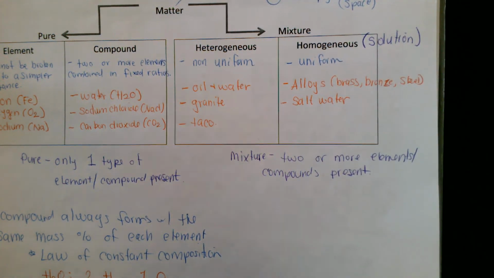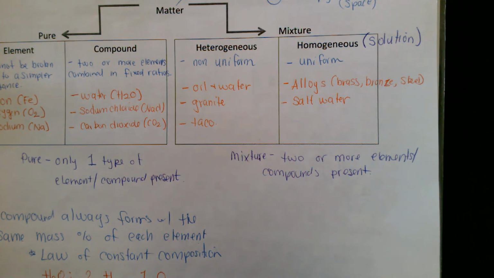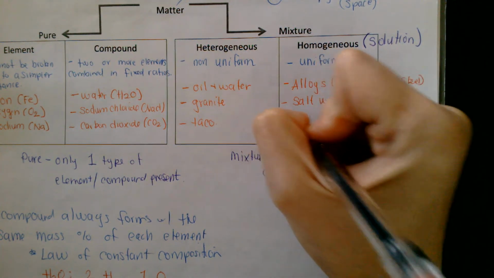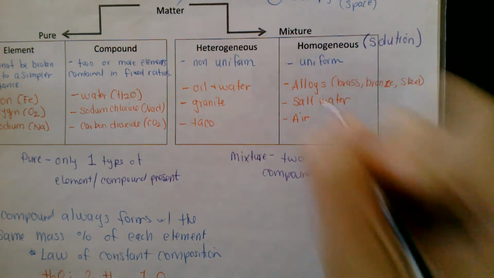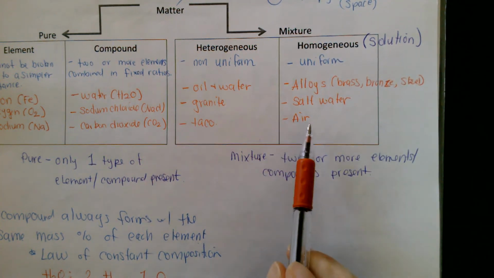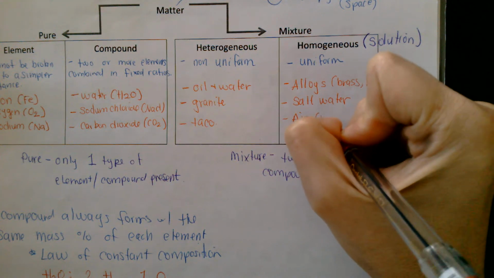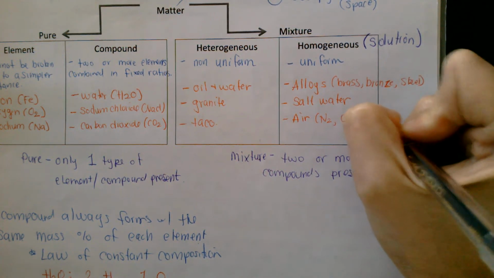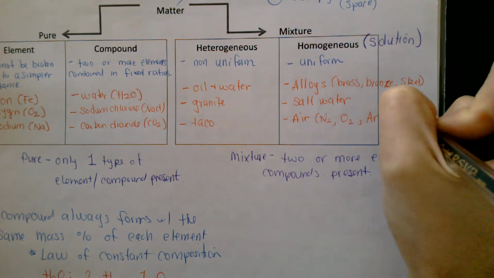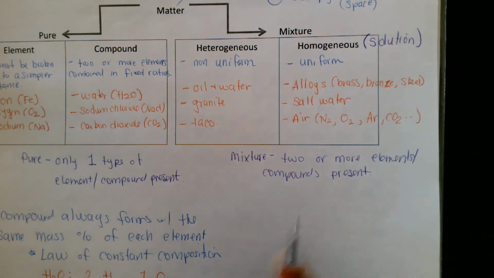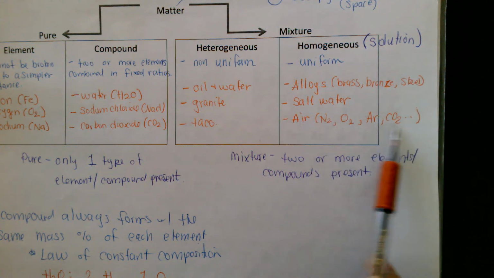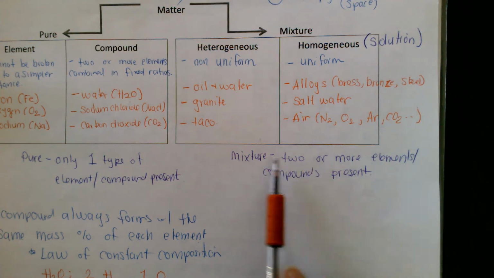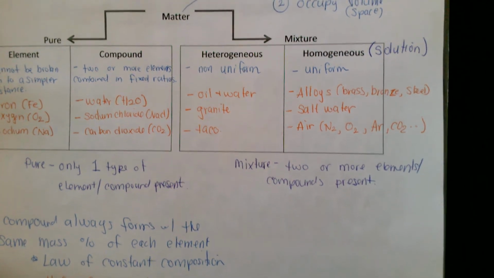When they mix together, it forms a homogeneous mixture where the salt is evenly distributed through the sample. And another one we have is air. The air we breathe is a homogeneous mixture of nitrogen gas, which is N2, oxygen gas, which is O2, argon, carbon dioxide, and some other trace amounts of gases. But equal, even distribution of gases in our air. So those are homogeneous mixtures.